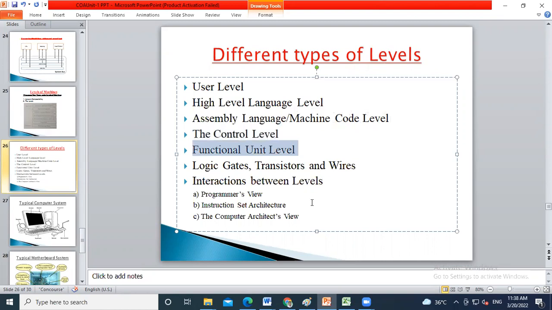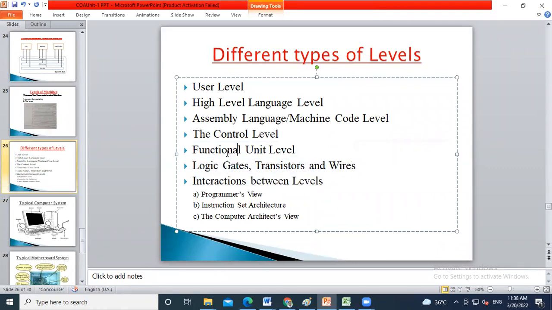That functional unit level is nothing but all the operations, like arithmetic operations, logical operations, addition, increment, decrement, whatever kind of operations come under the functional unit level. Based on those operations, they have to categorize them and solve the problems. After that, they have to use logic gates, transistors and wires.